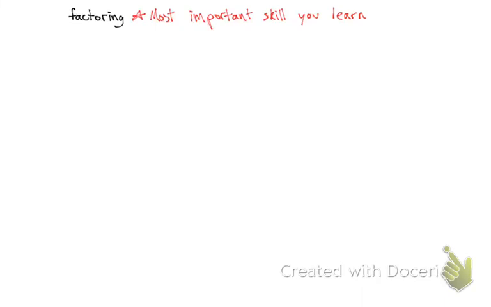Alright, so today we're going to talk about factoring. It's one of the most important skills that you'll learn in algebra because you apply it in various other math classes as you go through your math career. So, factoring is pretty much the opposite of the distributive property.